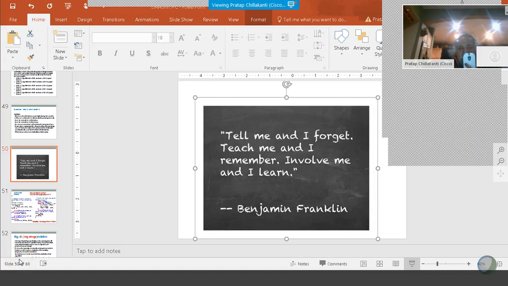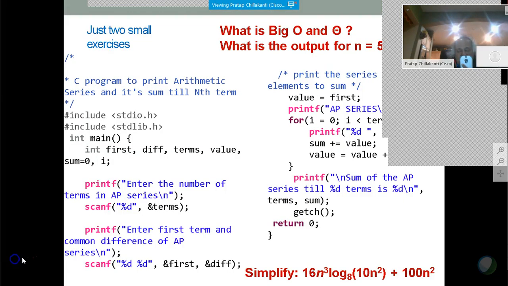As a teacher, I really like to follow this. It's very near and dear to me. Maybe 5 to 10 minutes, okay?